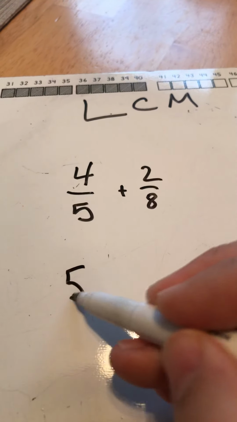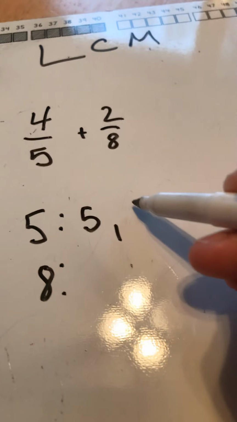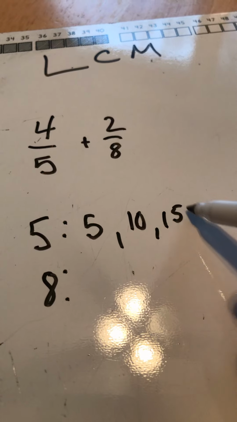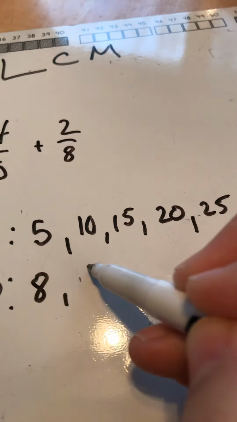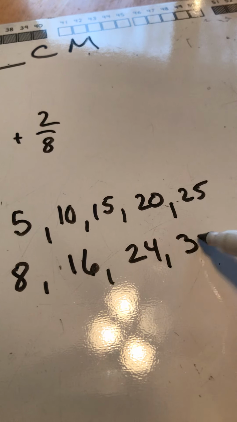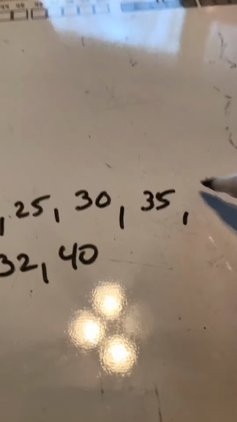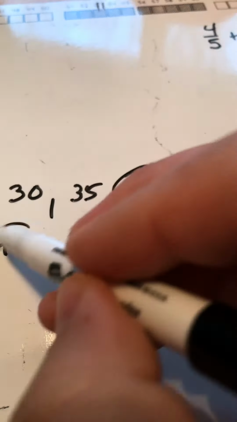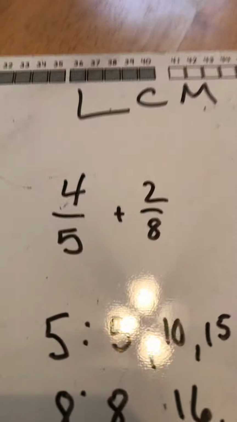So let's multiply out 5, and let's multiply out 8. So we start counting by 5: 5, 10, 15, 20, 25, and we can start doing some 8s: 8, 16, so you see that I'm just skip counting. 24, 32, 40. So it looks like, yes, 40 is going to be our least common multiple. So they do share that 40, so that is going to be our least common multiple in this case. But let me see if the next problem works out the same way.